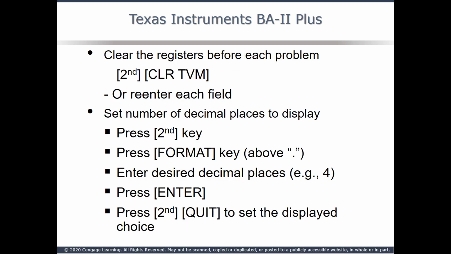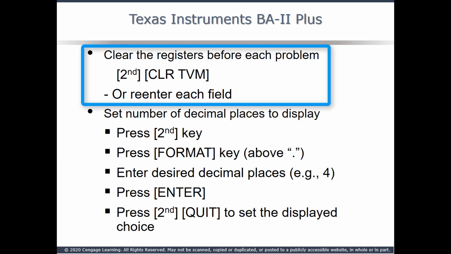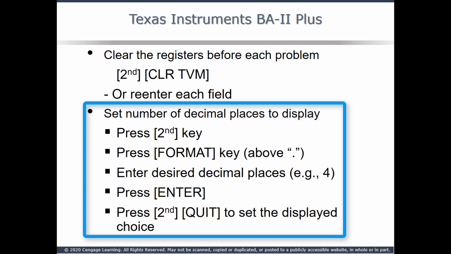Data entered in calculator registers stays there unless overlaid or cleared, so it's safest to clear registers before starting a calculation. To clear the TVM keys, you can press second and clear TVM, or simply place a value in 4 of the 5 keys and solve for the 5th one. Also recall setting your calculator to default to 4 decimal places. If you've not already done so, make the change now. Second, format, 4, enter, second, quit.